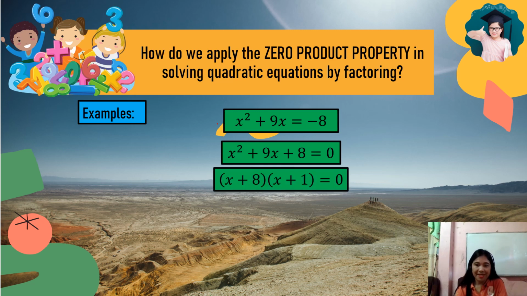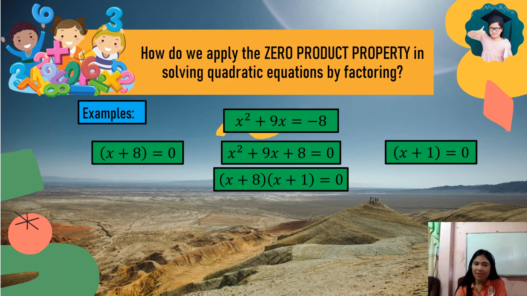Is this your final answer? Then you're probably good at factoring. If these are your factors, once you have the factors, everything is easy. Just like our activity 1, let's just separate x plus 8 and x plus 1. How do we separate them? We will equate each factor to 0. Then everything becomes very easy.